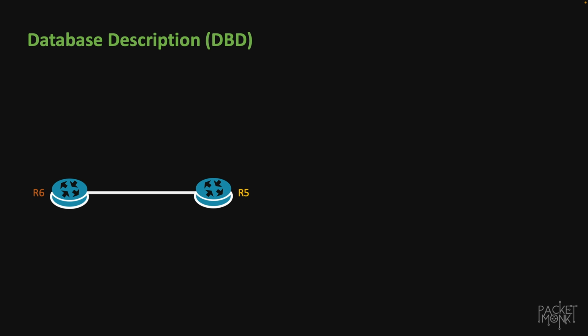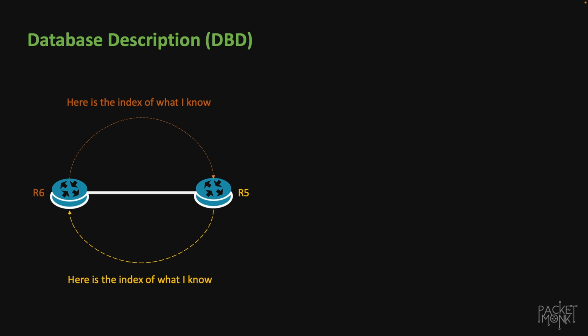The next packet type is DBD or database description. This has a summary of all LSAs present inside a router's database. You can imagine it like an index page of a book which shows all chapters inside a book. DBD will have a list of all LSAs available in the router's database. Both routers will send the DBD packets to exchange the summary of routes they know.